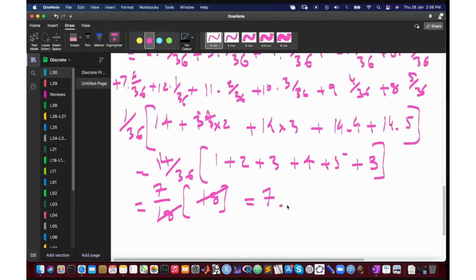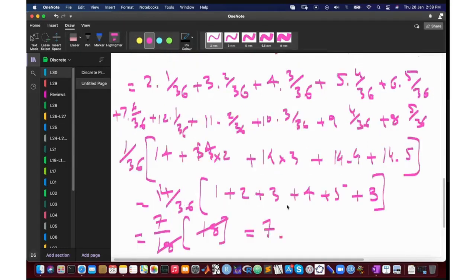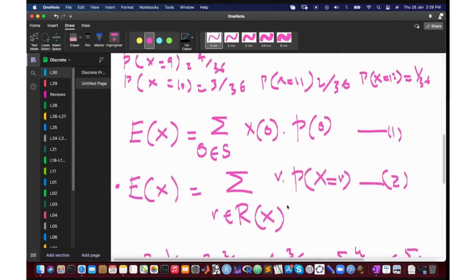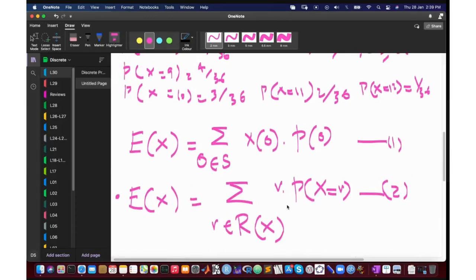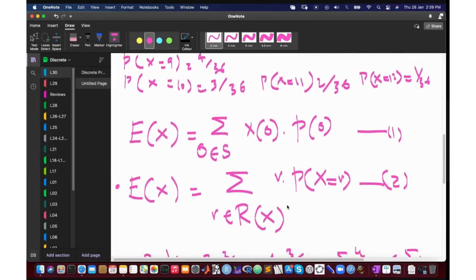Sir, is expected same as average value? I'm glad that you asked this question. Turns out when your experiment is a uniform experiment, उस case में your average value and your expected value is same. Okay. What is average value? Do you guys remember? Average value is that you sum all your values, okay, and then you divide it by the number of things that you had, okay. जो कि यहाँ पे हो रहा है.